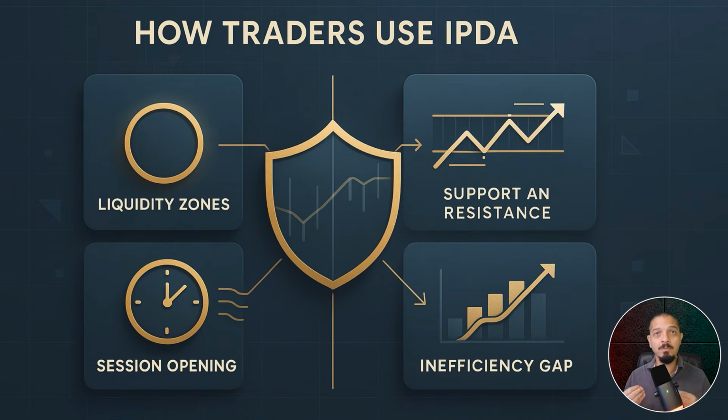This is how traders apply IPDA in practice. They identify areas where institutions are likely to act, anticipate liquidity grabs around key levels such as support and resistance, recognize manipulation patterns, especially during session opens, and wait for inefficiencies to be filled as part of efficient price delivery. Once you understand that the algorithm constantly seeks liquidity and engineers stop runs, the next step becomes practical.